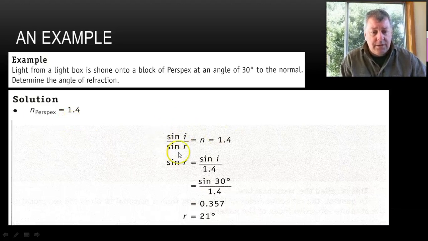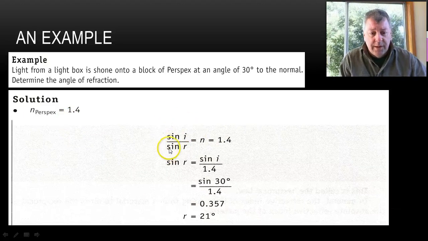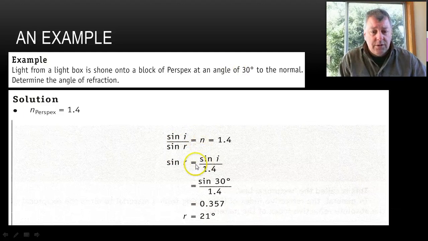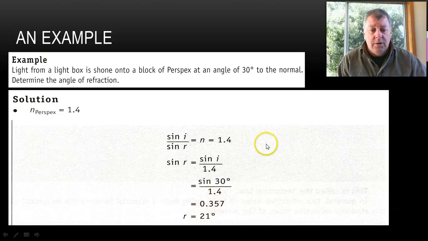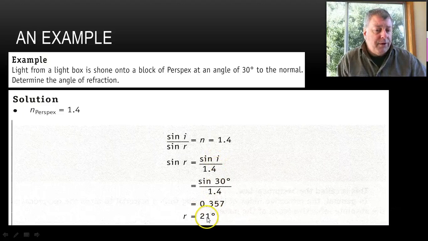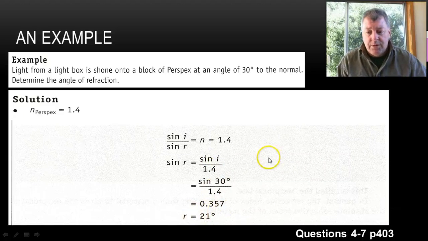So here we have Snell's law written in this form, where we're given the angle of incidence, which is 30 degrees. There we are, we put it in there, we divide by 1.4 and we get that angle. Therefore the angle is 21 degrees. So in this case it's going from less dense to more dense, and therefore the angle of incidence is greater than the angle of refraction because it's being bent towards the normal. You should be able to do some questions in your workbook now.